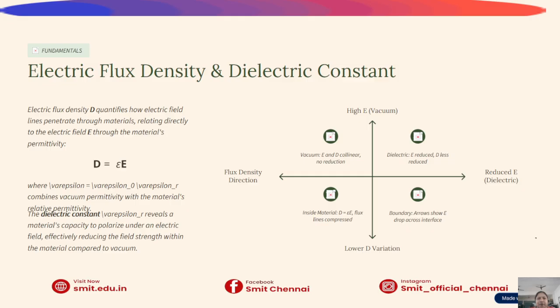The permittivity is given by the product of vacuum permittivity epsilon naught and relative permittivity epsilon r, which is also known as the dielectric constant of the material. The dielectric constant indicates how easily a material can be polarized when subjected to an external electric field. As polarization increases, the effective electric field inside the material decreases, allowing the material to store more electric energy compared to free space.